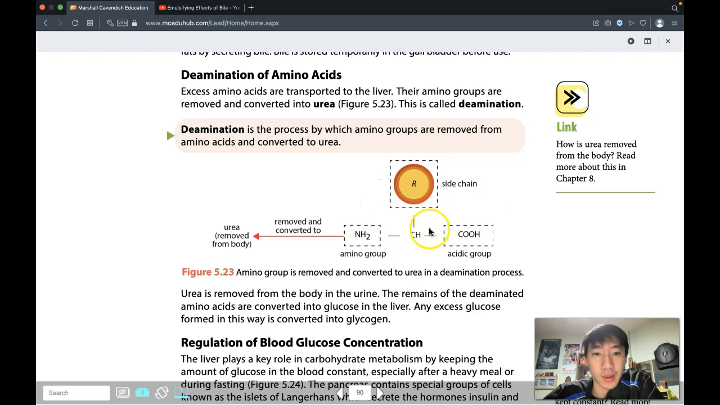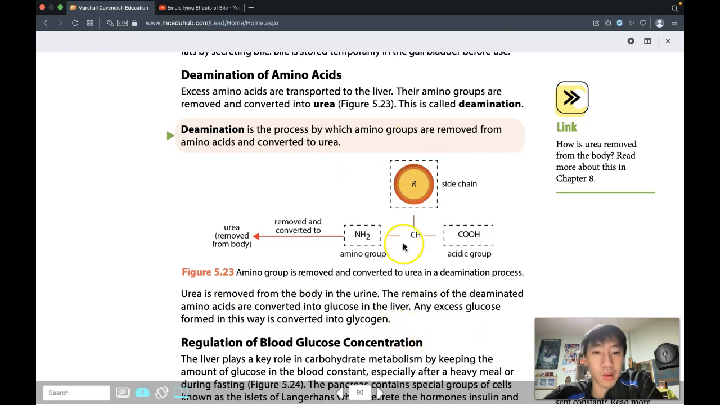Remember the amino acid, right? This is one amino acid. It consists of 3 parts: an amino group, side chain, and acidic group. This whole thing can be chopped up, converted to urea. Urea is what is removed in your urine, right? So quite easy to remember: urine, urea. And the remains of the deaminated amino acids are converted into glucose in the liver. Any excess glucose from this way is converted into glycogen.